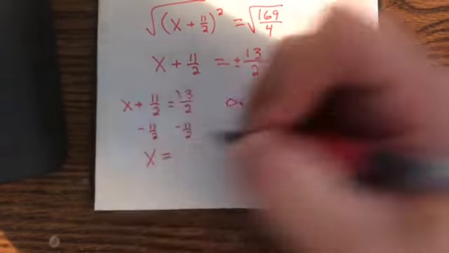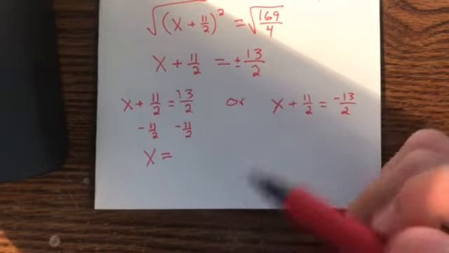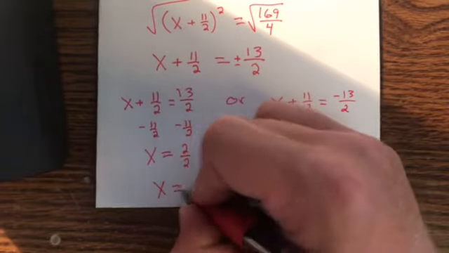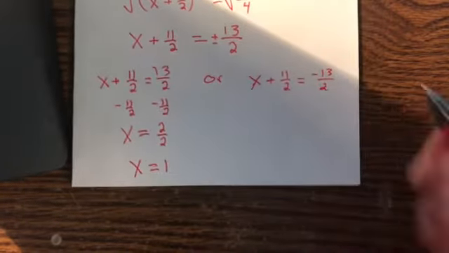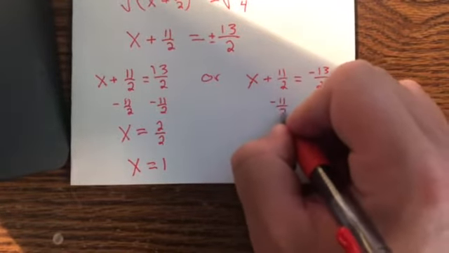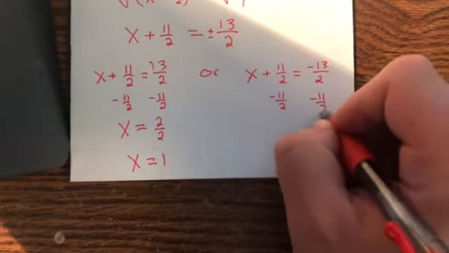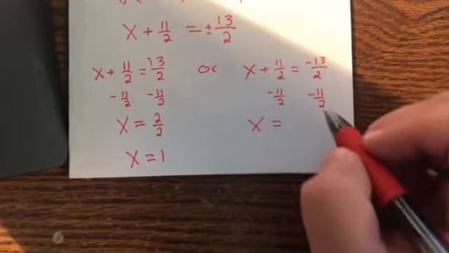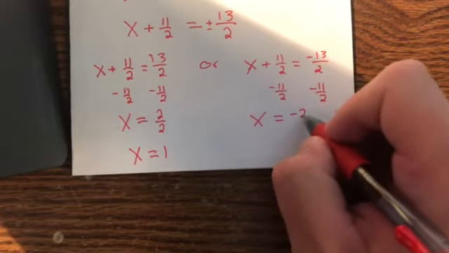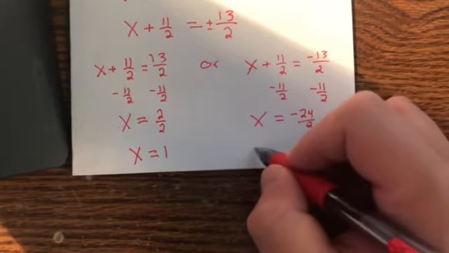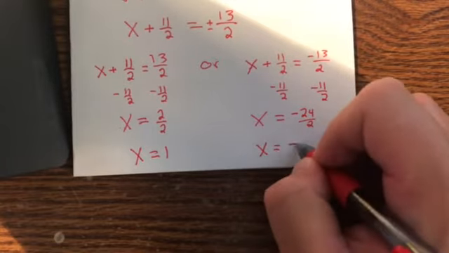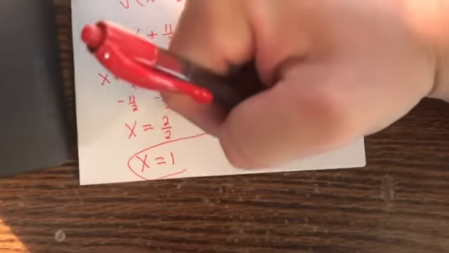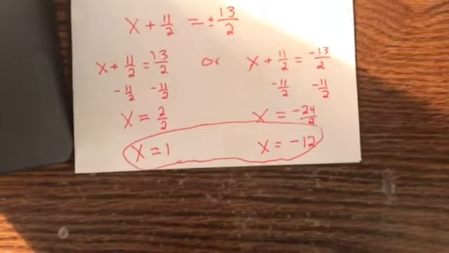Now in either case, I just have to subtract 11 halves from each side. X equals, now I have 13 halves minus 11 halves is just 2 halves, or just the number 1. X could be equal to 1. Or minus 11 over 2 minus 11 over 2, x could be equal to negative 13 minus 11 more, that's negative 24 halves, which simplifies to x equals negative 12. So I have two answers in this case: positive 1 and negative 12.